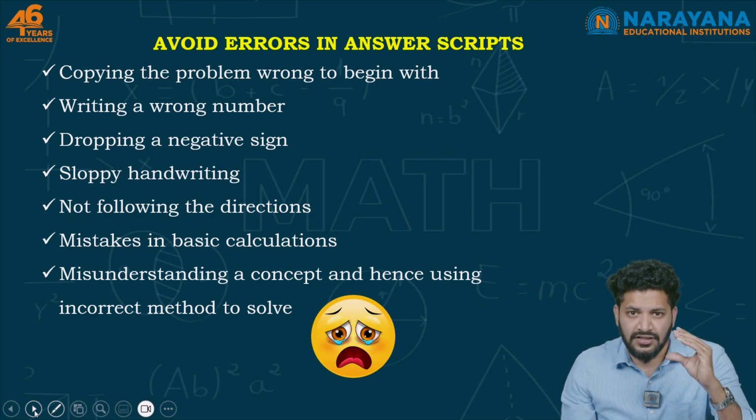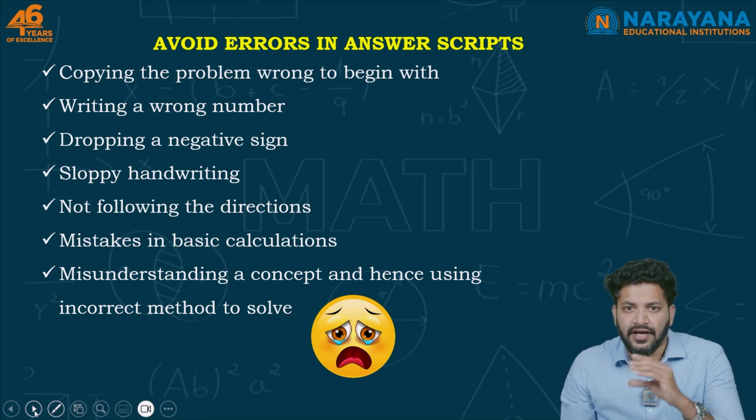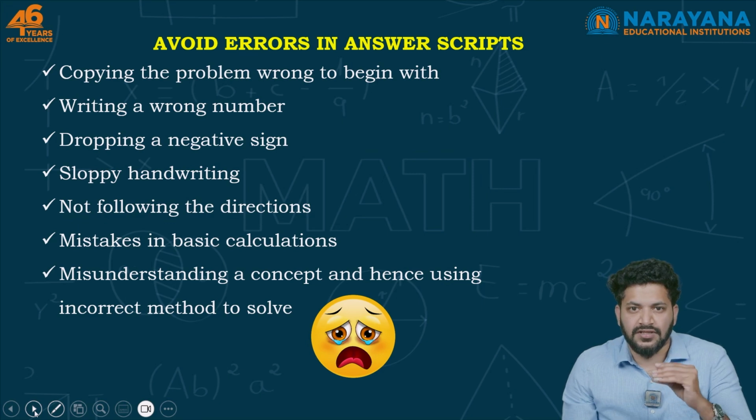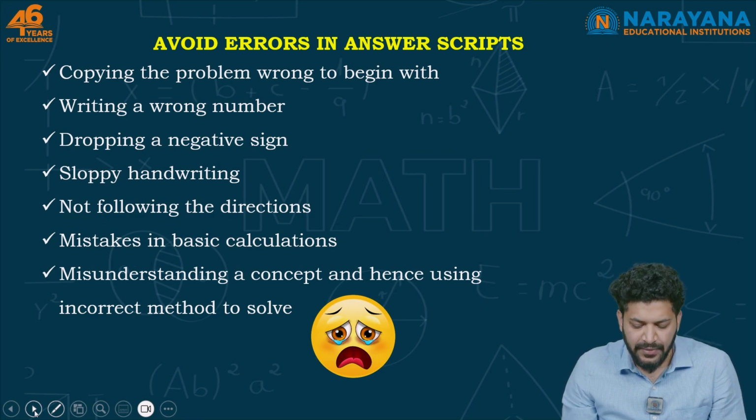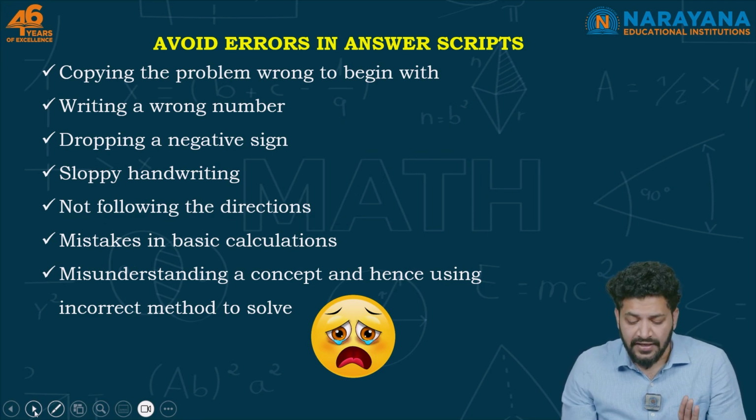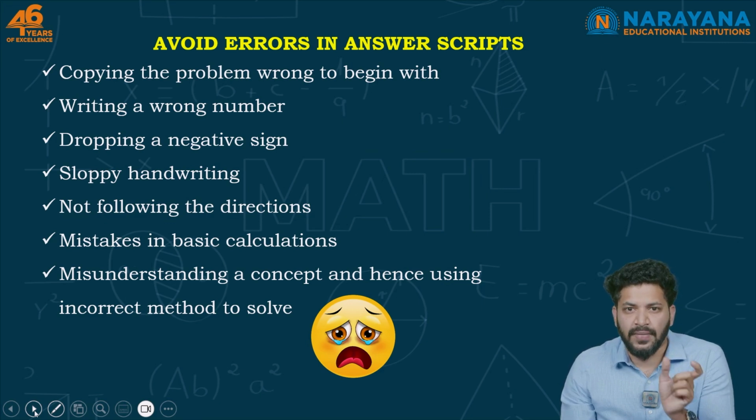Now what we have discussed: given data, information, diagram, and whatever the formula, steps, conclusion. It should be very clear. Mistakes in basic calculation: in arithmetic and geometry, wherever you are having basic calculation mistakes, you should be very careful while doing minus into minus or plus into minus, or while multiplying or adding negative signs.